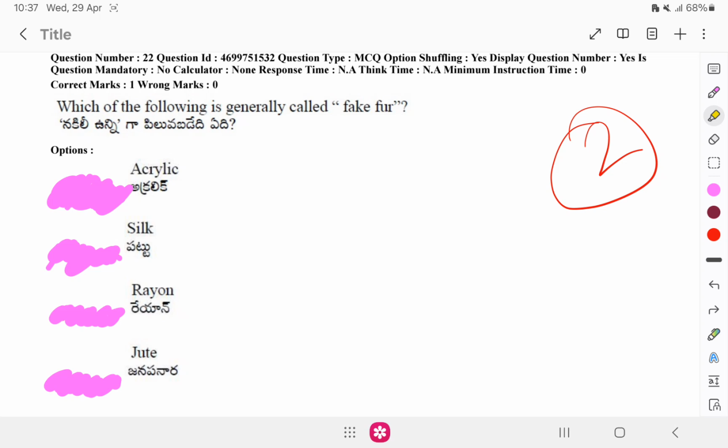Next question friends. Which of the following is generally called fake fur? Options are acrylic, silk, rayon and jute. I am giving you 5 seconds friends. 1, 2, 3, 4, 5. And the answer is acrylic. Next question friends.